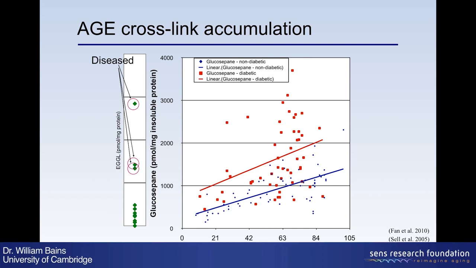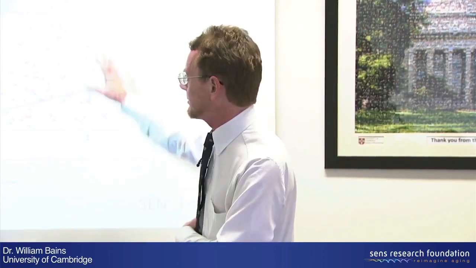What, you will reasonably say, about these green points up here? Well, those are samples taken from diseased tissue. So in some cases, when you've got particular diseases known to have a lot more transglutaminase in them, then you will get a lot more transglutaminase crosslinks. Then maybe glucosepane is a bit less important.